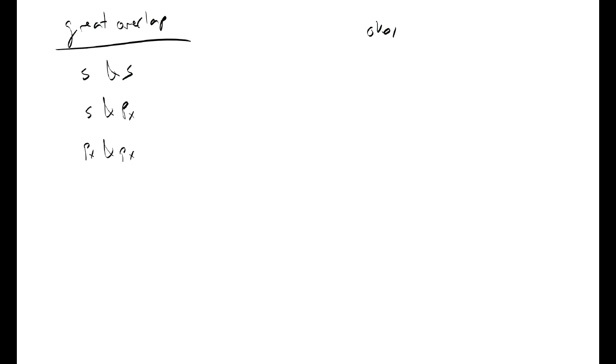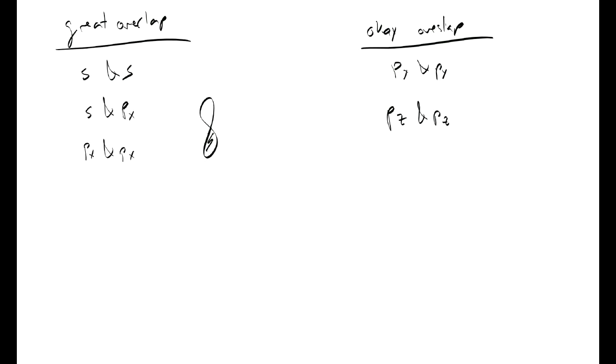Whereas merely okay overlap is p sub y and p sub y versus p sub z and p sub z. Now, where the heck did this x, y, and z come from? What am I talking about here? Remember, there are three p orbitals. Okay, there's one pointing up and down, there's one pointing left and right, and there's one pointing in and out of the screen. Okay, that looks awful.